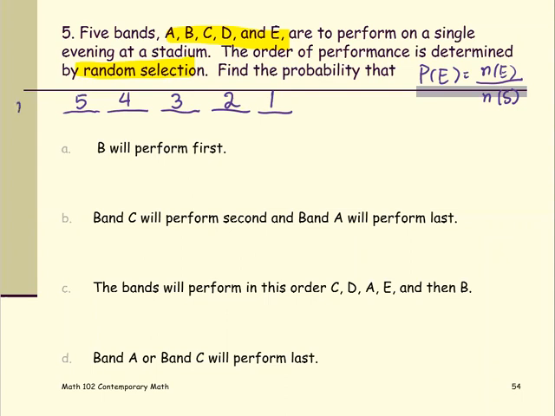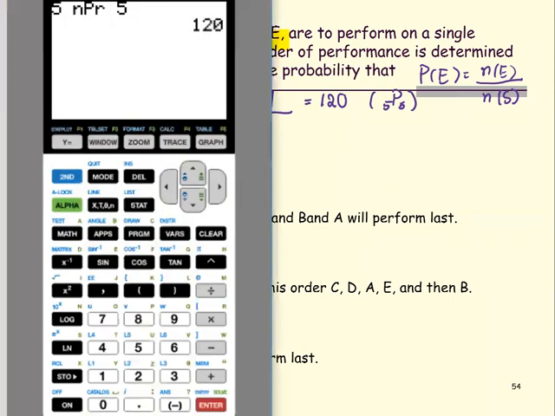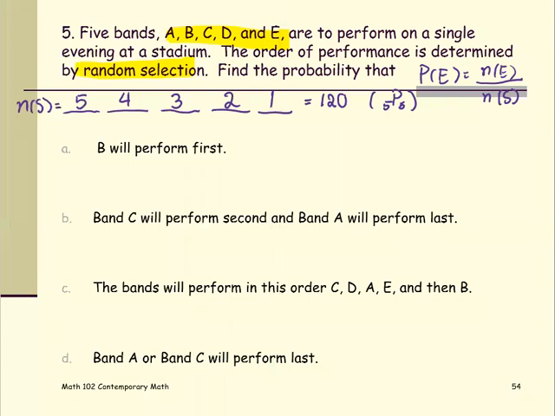We can find this as N of S, the number of total outcomes of the sample space, or 5 times 4 times 3 times 2 times 1. That comes out to be 120, which is the same as the permutation of 5 selecting 5. So we can confirm with the calculator. N P R, where N is 5 and R, the number selected, is 5 as well. So the value is 120.